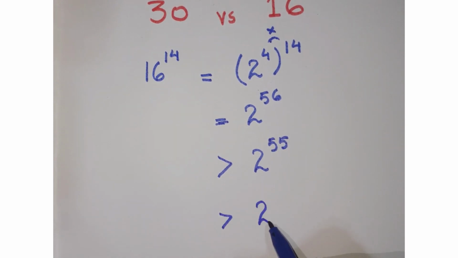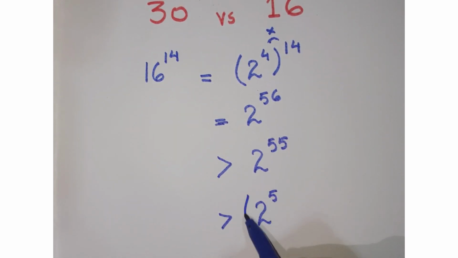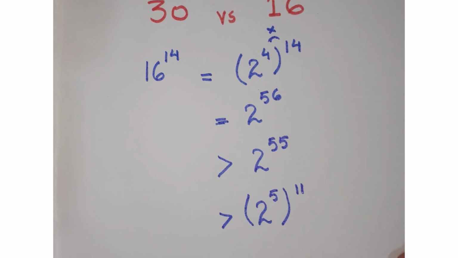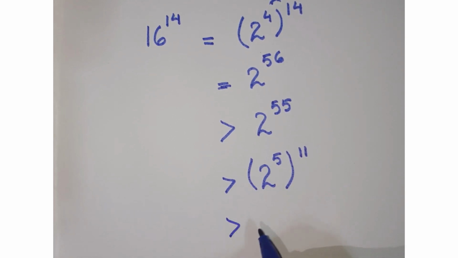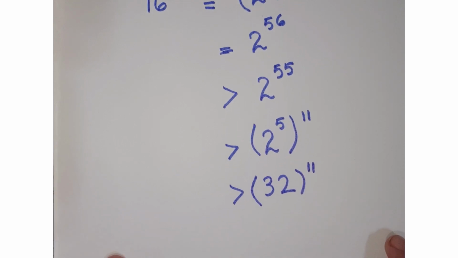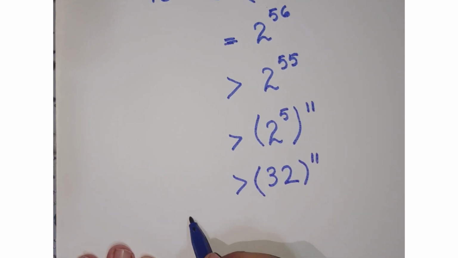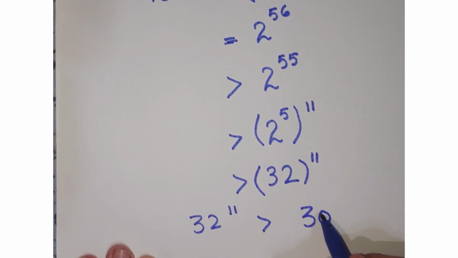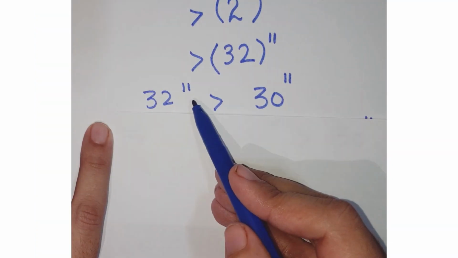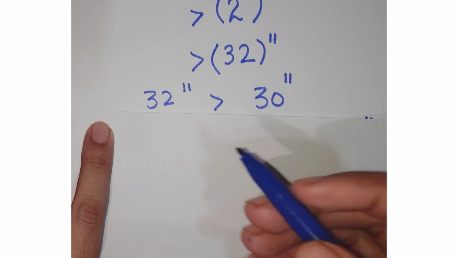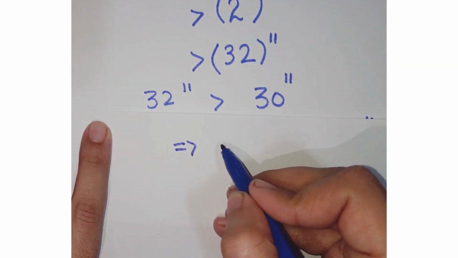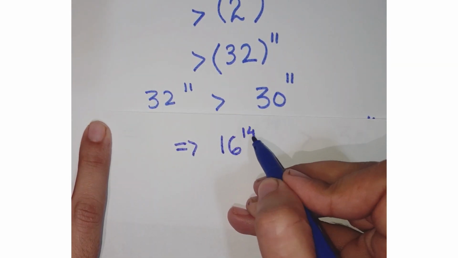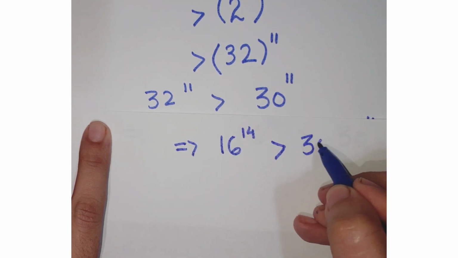Further, you can write this 2 to the power 55 as 2 to the power 5, whole to the power 11. This 2 to the power 5 is equal to 32, so it is 32 to the power 11. Now this 32 to the power 11 is bigger than 30 to the power 11. Now this implies that 16 to the power 14 is greater than 30 to the power 11.